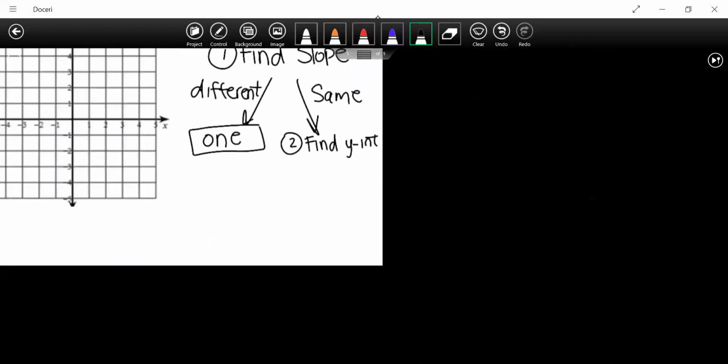And again, we're going to branch this one off, where if the y-intercepts are different, we're going to have no solution. And if they're the same, we're going to have many. Does the tree make sense? Hopefully. Okay, so that's the criteria. This is the process in which we want to do these.